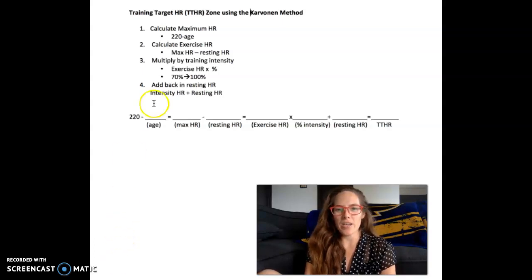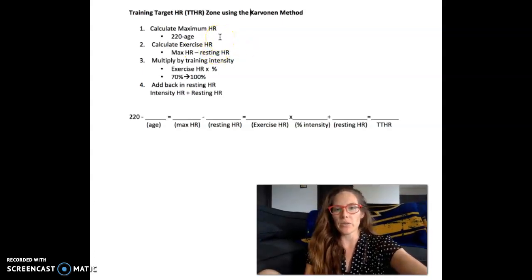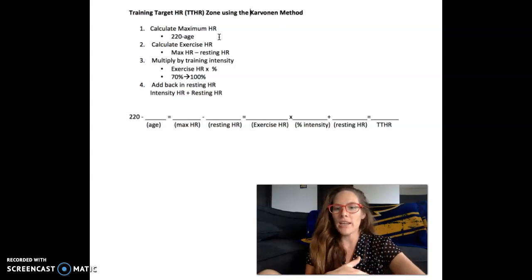Okay, so here we go. We are going to learn how to calculate target heart rate zones for training. I'm going to walk you through the steps of exactly how to do it. We're going to use me as an example, so I'll put in all my information so that we can figure out what heart rate I should be looking for.